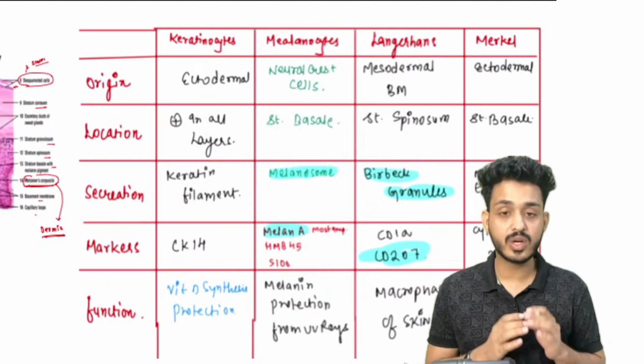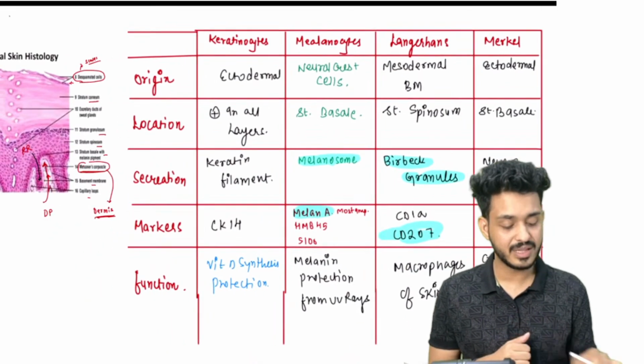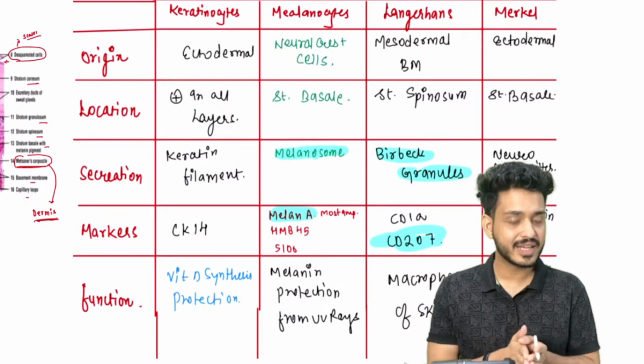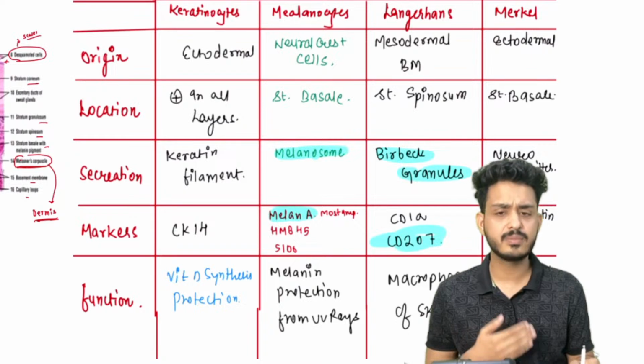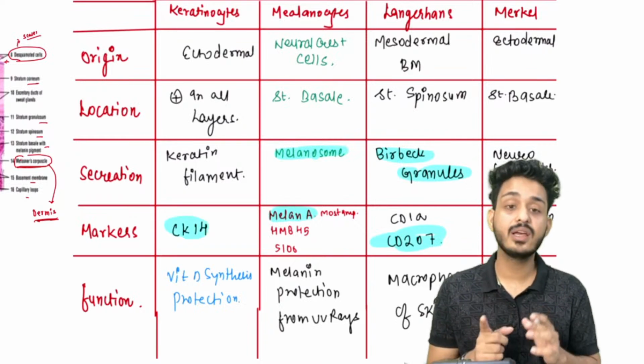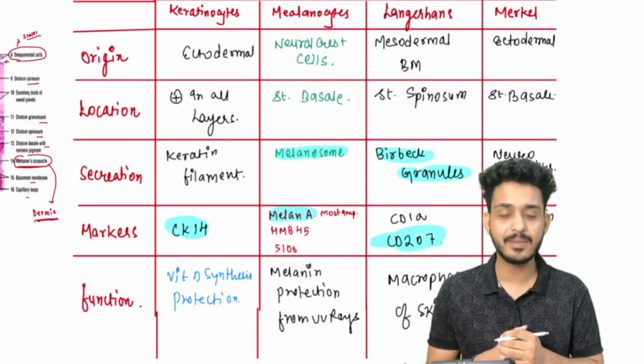Whatever important points from these I have incorporated, you need to remember the important ones only. I will be marking the important ones. We are having keratinocytes. They are ectodermal in origin, present in all layers. Keratin filament will be there. What is the important thing? What is the marker? That is cytokeratin 14. Cytokeratin 14 is the marker.